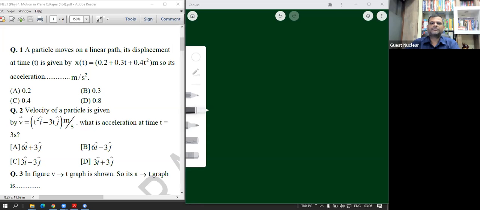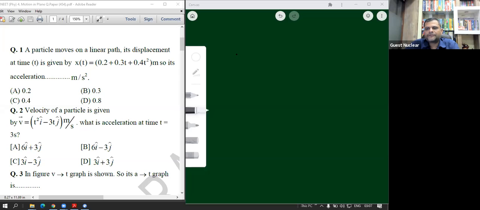A particle moves on a linear path and its displacement at time t is given by x is equal to 0.2 plus 0.3 t plus 0.4 t square meter, so that its acceleration is. So what will be the acceleration of this particle? You have to find out.